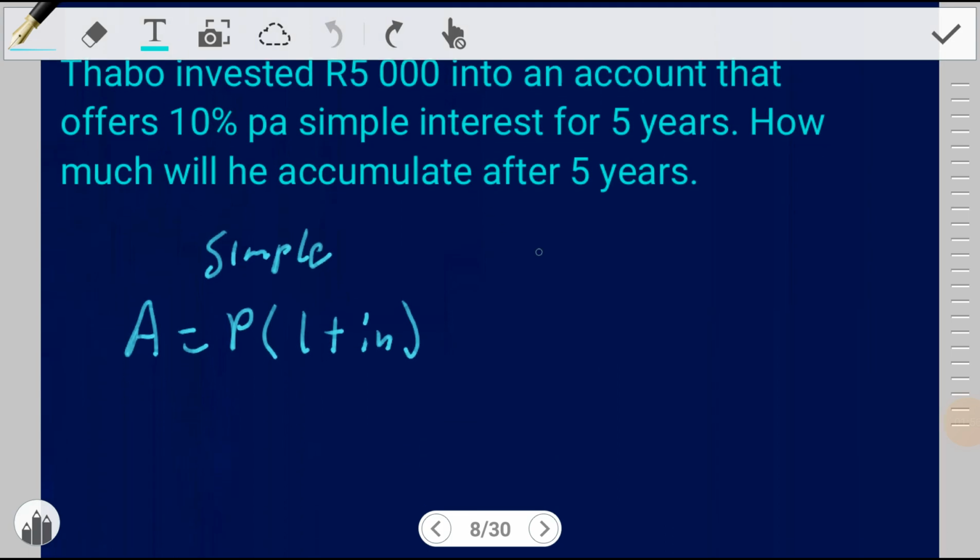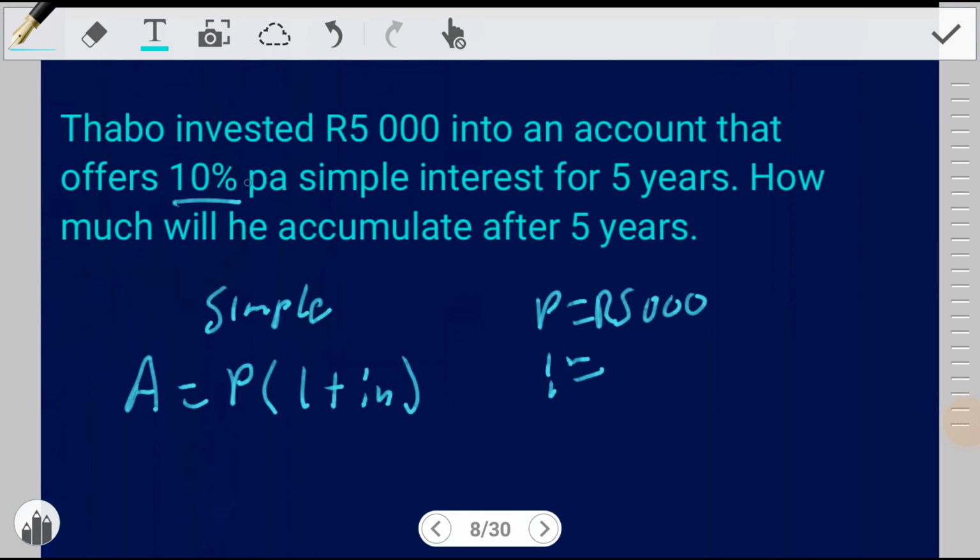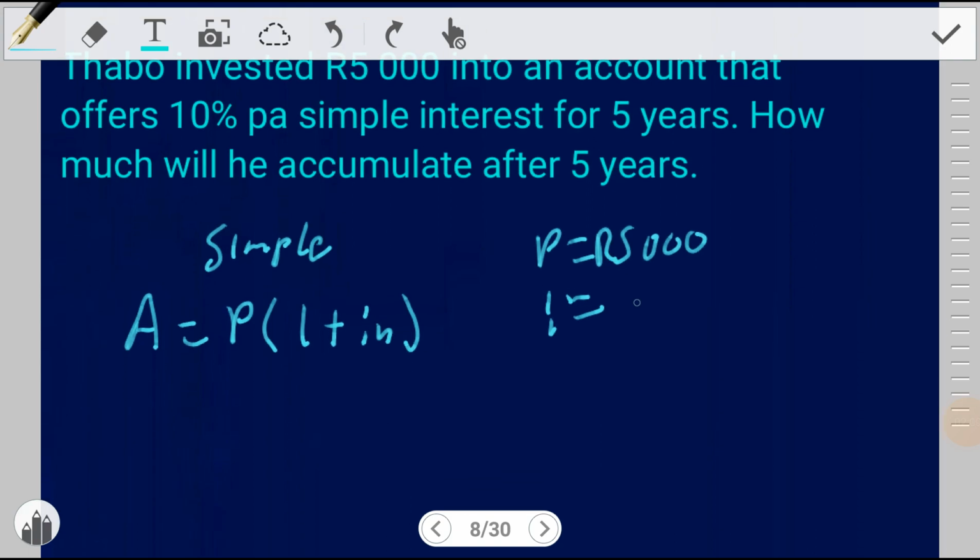So far we know that P is equal to 5,000 rands, and we know I is 10% per annum, but when you write 10% it's going to be 0.1, so you always divide by 100. Then there is the number of years. N is 5 years, and we're looking for A.